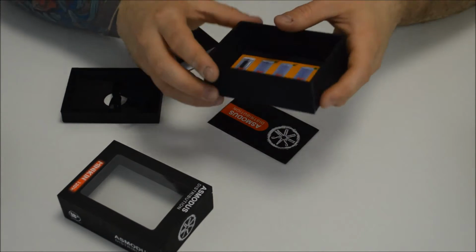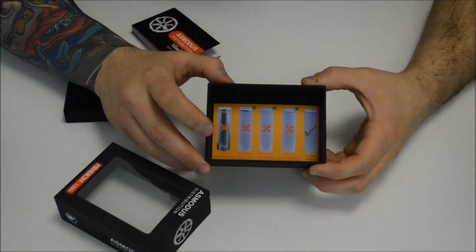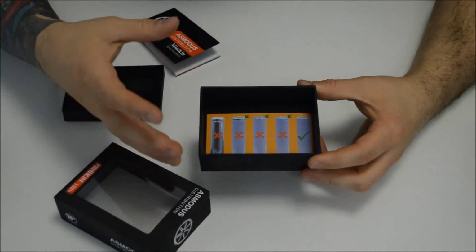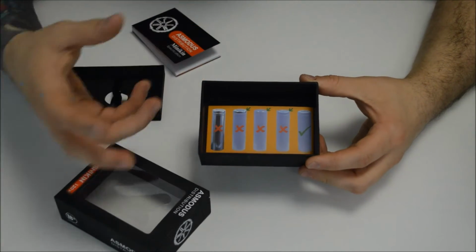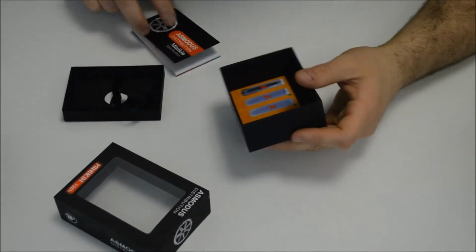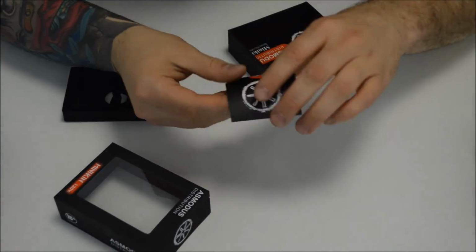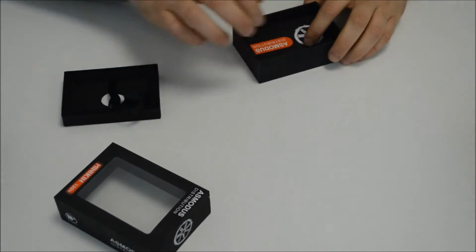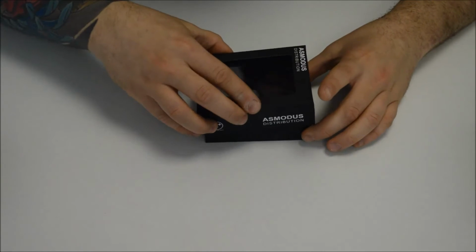What you actually get in the box right at the bottom is a battery safety card, which I think is a really, really good thing. Not a lot of people are actually teaching newer people how to use batteries safely. So I think, definite thumbs up there for Asmodus. That's a great idea. And then you also get your warranty card in the bottom as well. So I'm going to pop all of this out of the way for the second, and then I'm going to run through the actual mod itself.